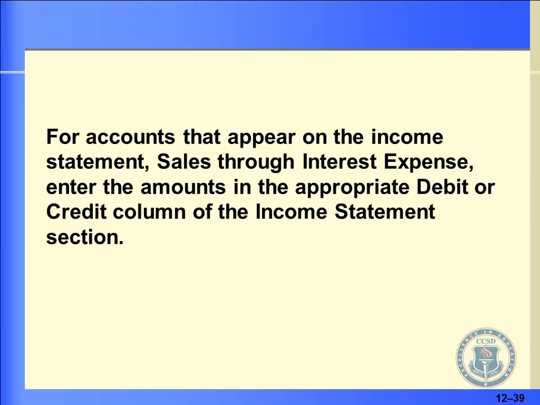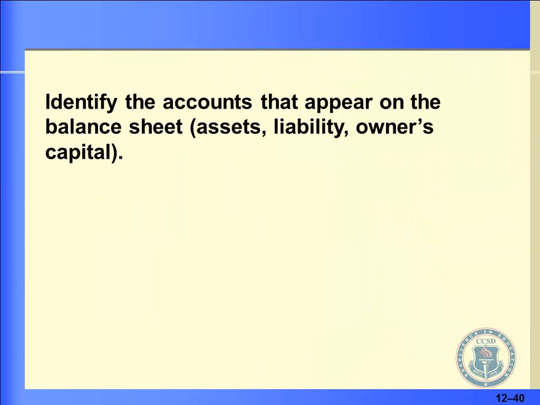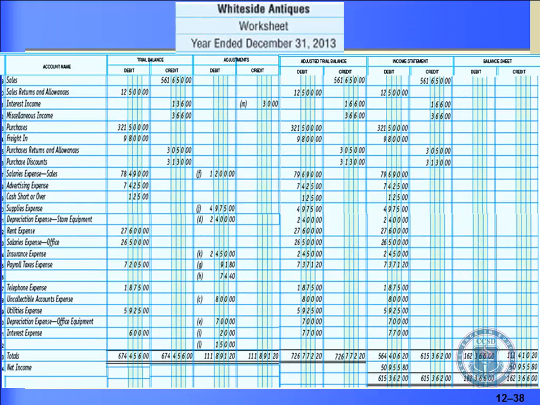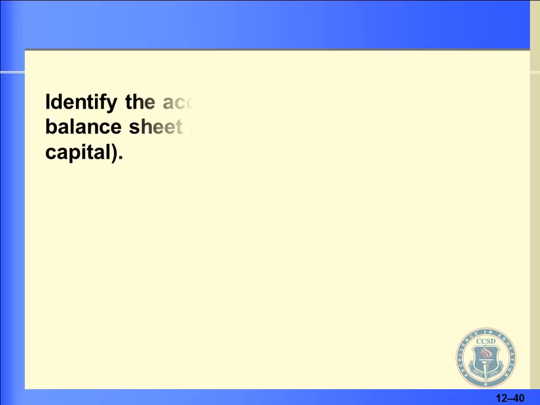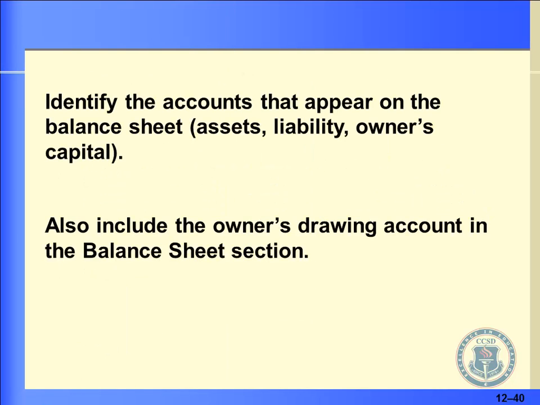For accounts that appear in the income statement, sales through interest expense, enter the amounts in the appropriate debit and credit column on the income statement section. We're going to go through how to do that. I think it's easier to do it than explain it. We want to identify the accounts that appear on the balance sheet. Those are all of our assets, our liabilities, and our owner's capital and owner's withdrawal. Owner's withdrawal should be the last one that we see. They're not giving us the whole thing. So we want to make sure that the owner's drawing account is the last thing, and then everything else goes on to the income statement.